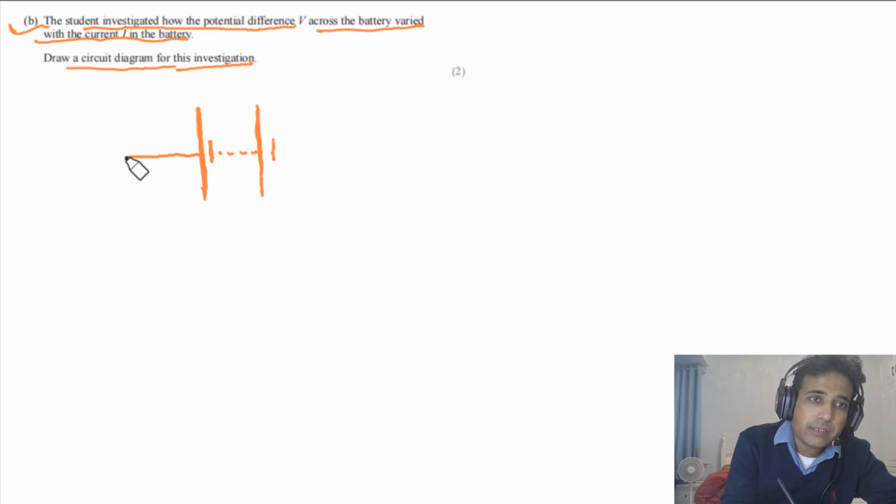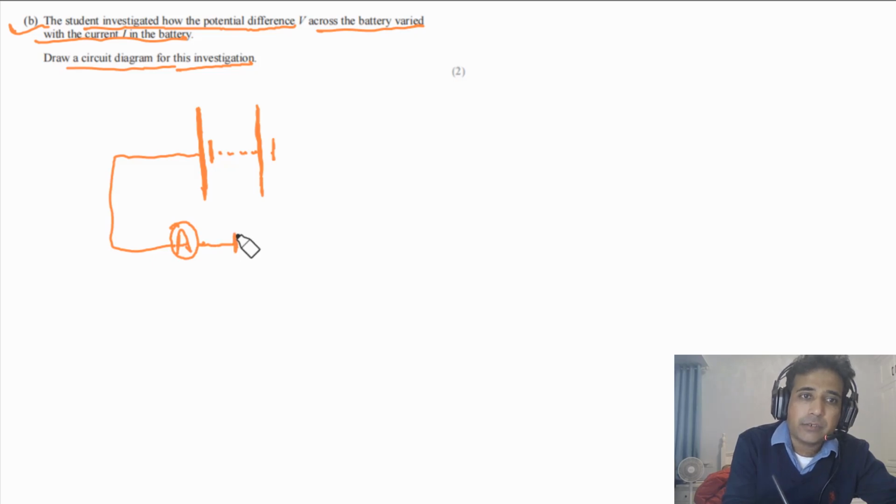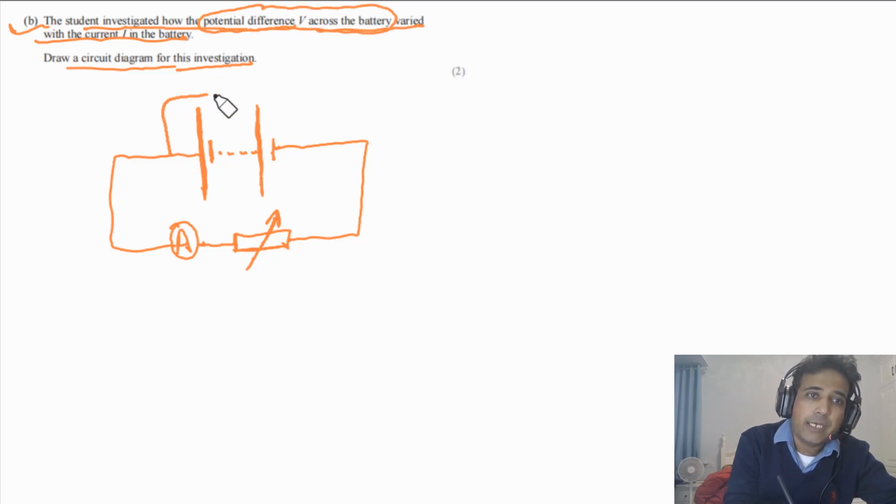In this case the current is varied, so we have to connect an ammeter in the circuit, and to vary the current we need a variable resistor. It has to be connected in series. We need to measure the potential difference across the battery. Please look at this one, across the battery. So it means the voltmeter has to be connected across the battery. So this is how you can draw the diagram.